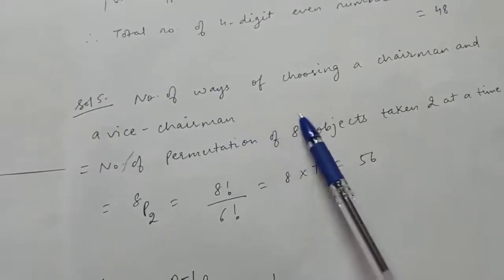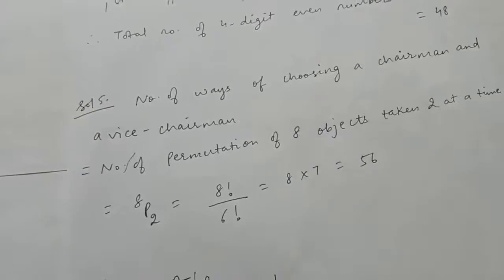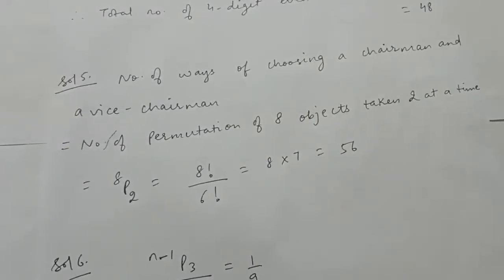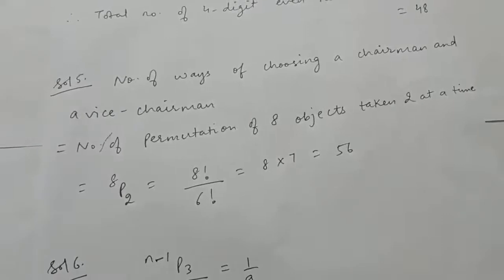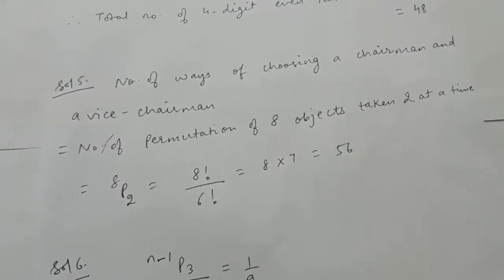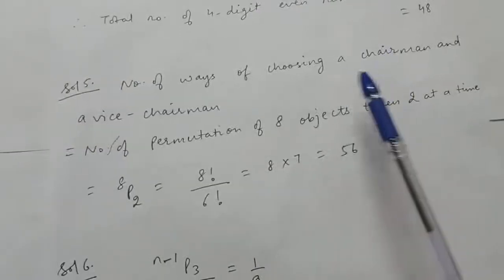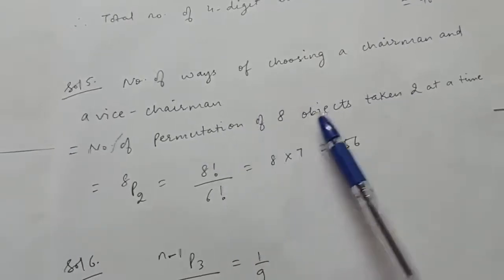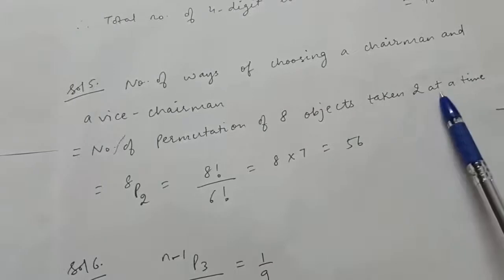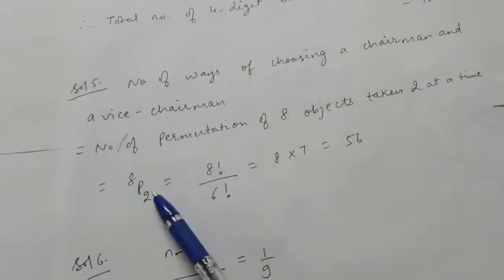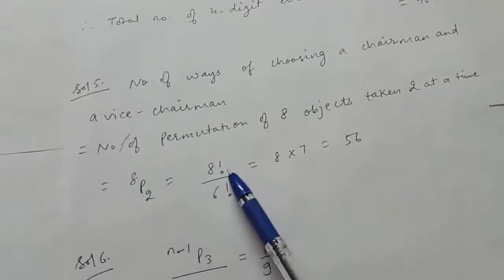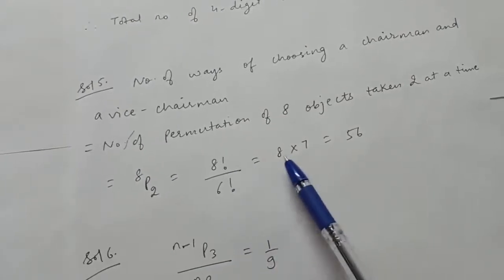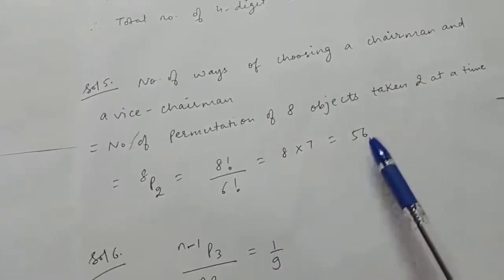Right? So in total we have 8 persons, and we have to choose 2 for these positions. So the number of ways in which we can choose a chairman and a vice chairman will be equal to the number of permutations of 8 objects taken 2 at a time. So it will be 8P2, that is 8 factorial upon (8 minus 2) factorial, 6 factorial. So this will be equal to 8 into 7, that is 56.